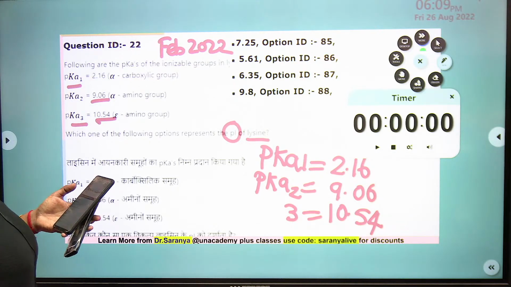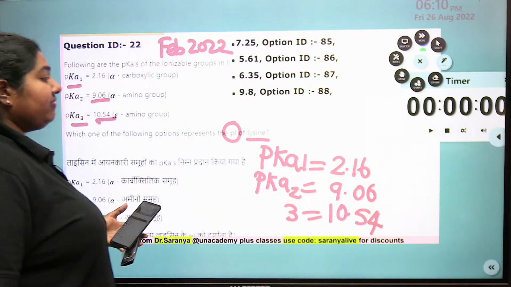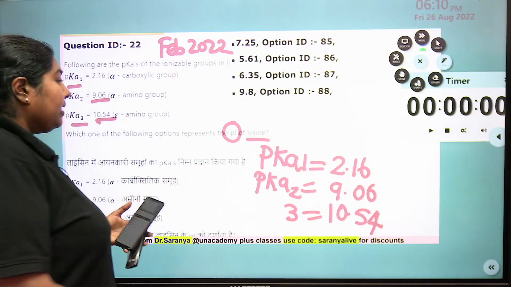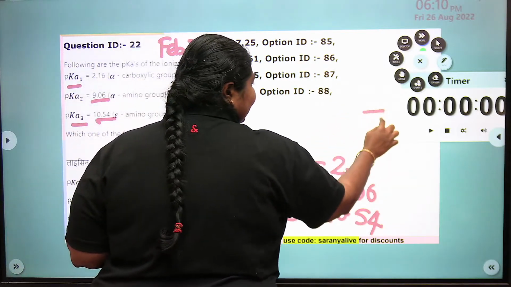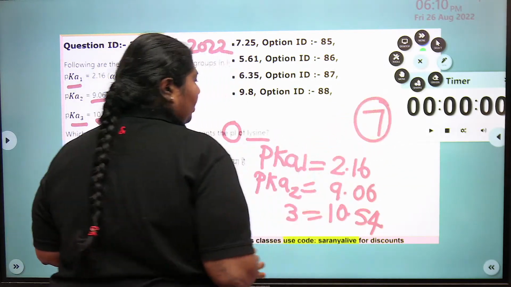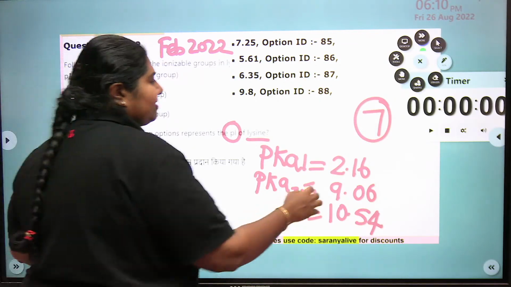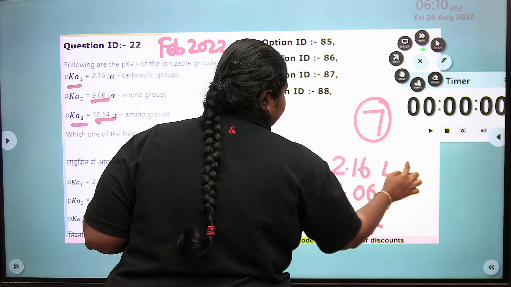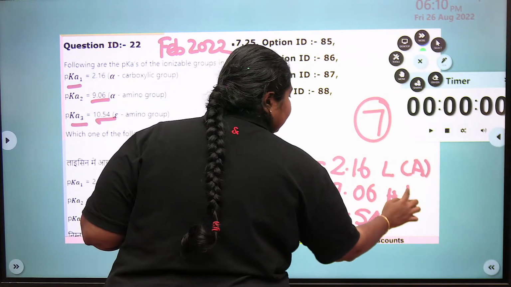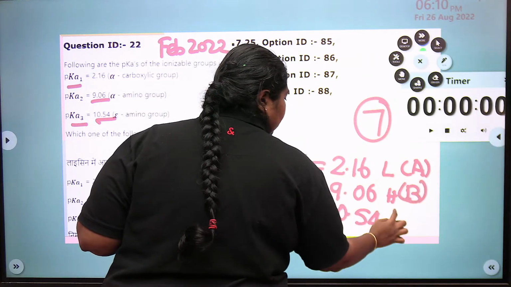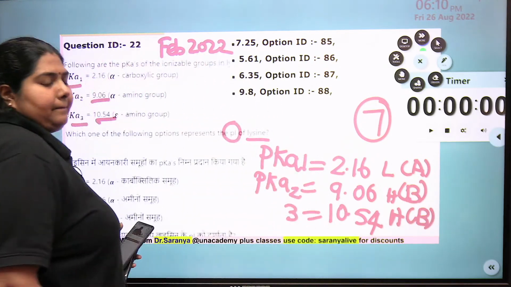So, now let us see what is the trick here. Now you have three values. One is 2.16. You are going to compare it with 7. Is 2.16 lower than 7 or higher than 7? It is lower. That means it is acidic. This is higher, that means it is basic. This is also higher, that means it is basic.